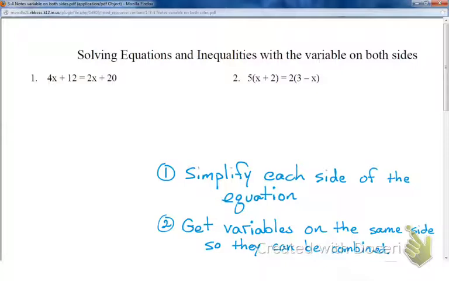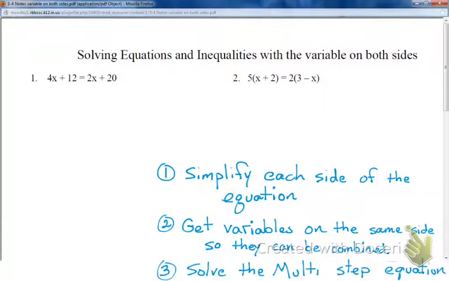And then the third rule here is solve the multiple step equation, because once you've combined your variables so that you only have one variable, all you're left with is a multiple step equation, which we learned in the last lesson, solving multiple step equations. We learned how to do that. So once you've done the first two steps, you just have a multiple step equation that needs to be solved.